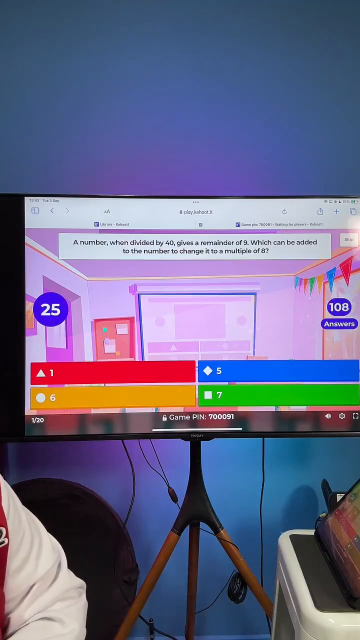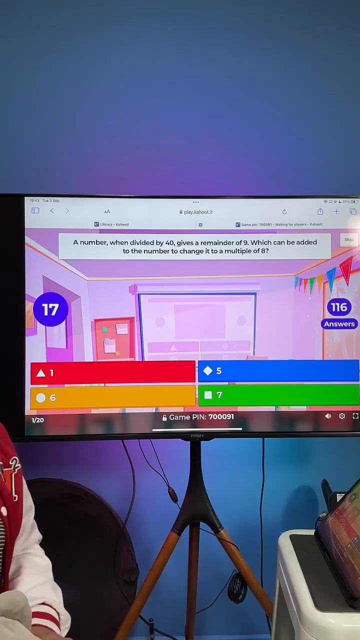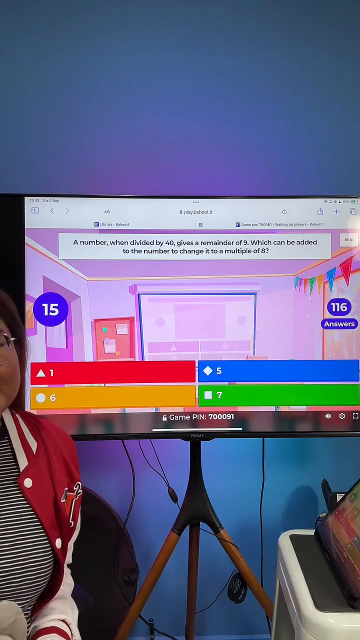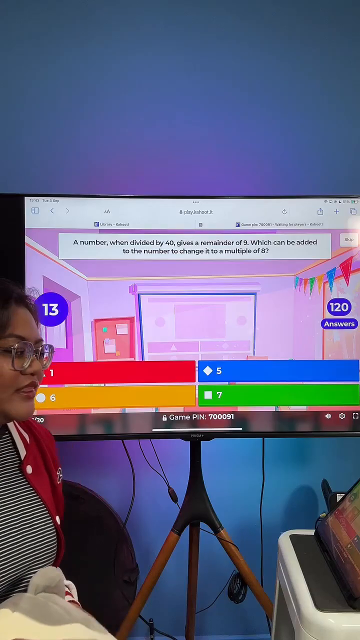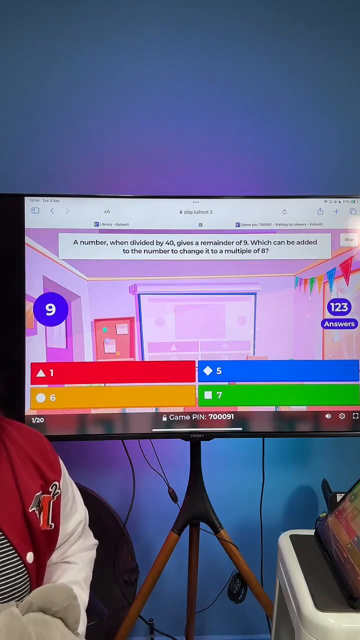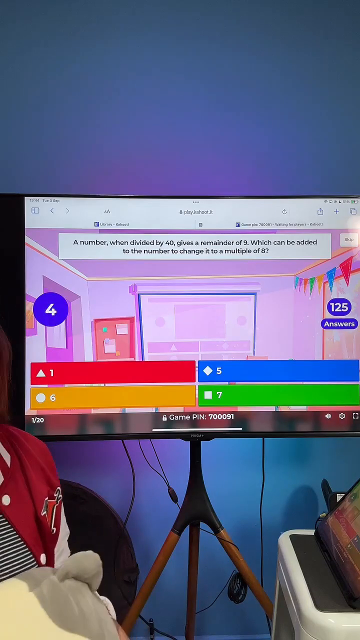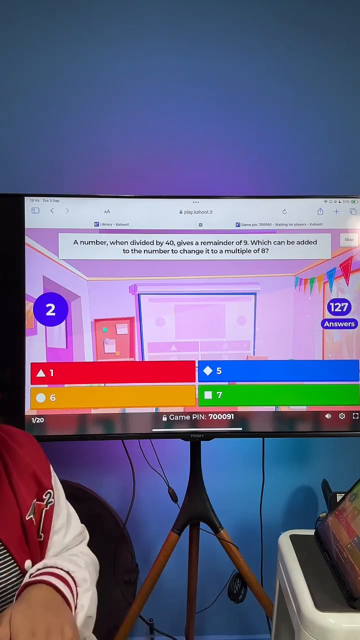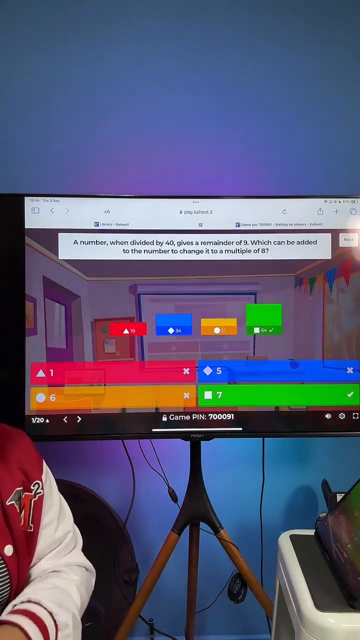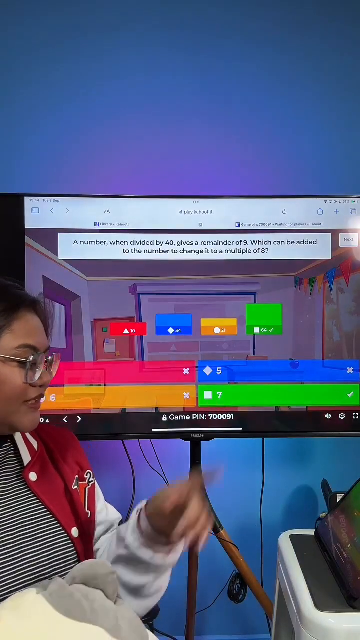Risky, you got it. Arash, you got it too. Okay, we have about 10 seconds roughly. Okay, let's see. 99? What? Okay, the correct answer is 7. Very good to the people who got green.